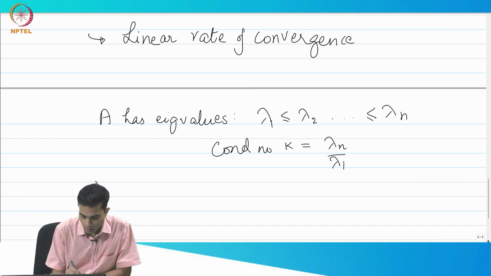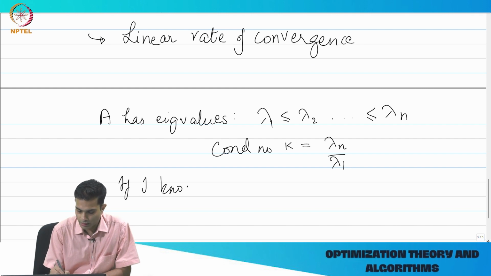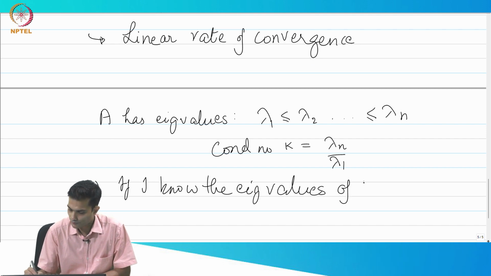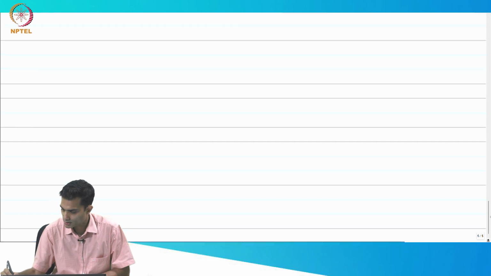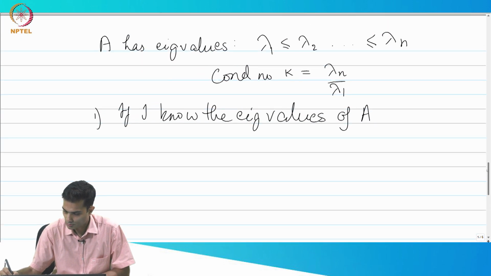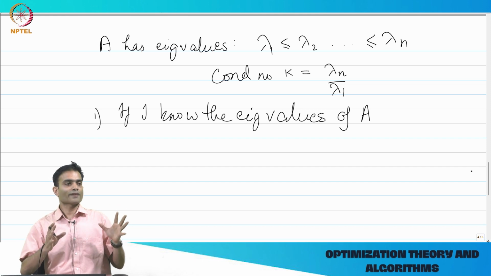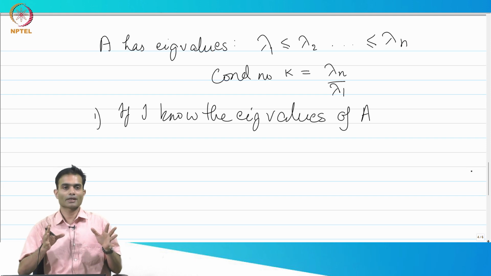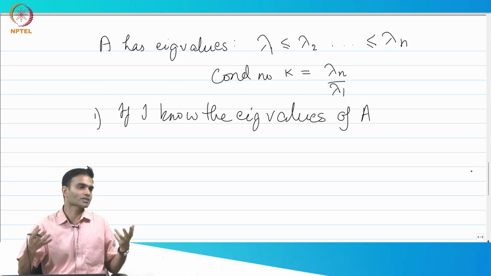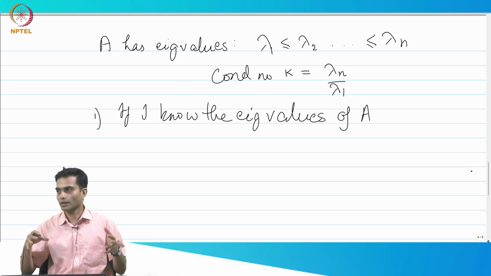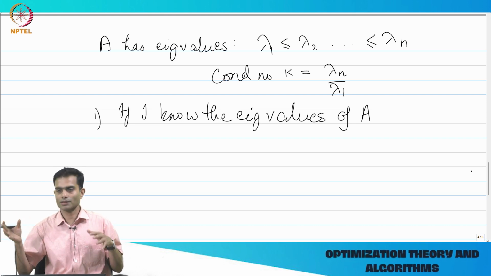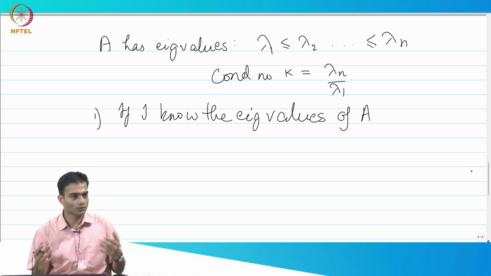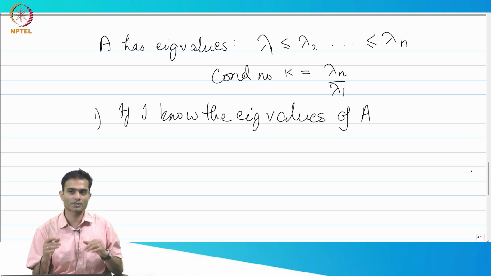Now, if I know the eigenvalues of A, let's take two cases. One is, given some big matrix A, I need not know its eigenvalues. I mean, if I know its eigenvalues, you've already given me a lot of information about it. But let's say I don't know the eigenvalues, that is one case. And the other case, which is more useful for analysis, is, let us say I give you the eigenvalues. So let's look at the rate of convergence in both cases. You'll see something very surprising.